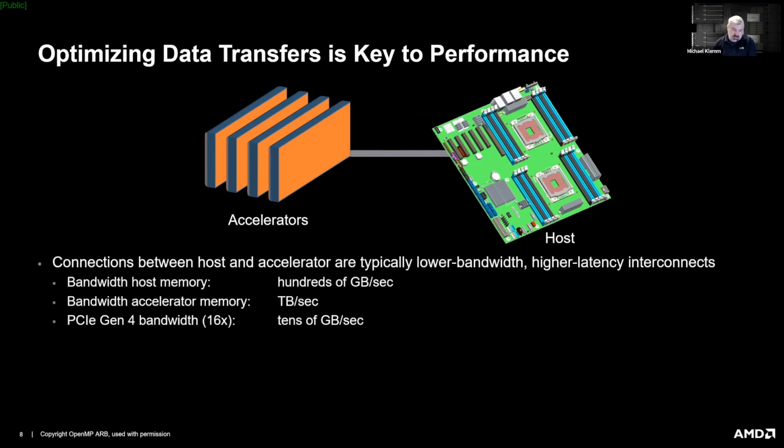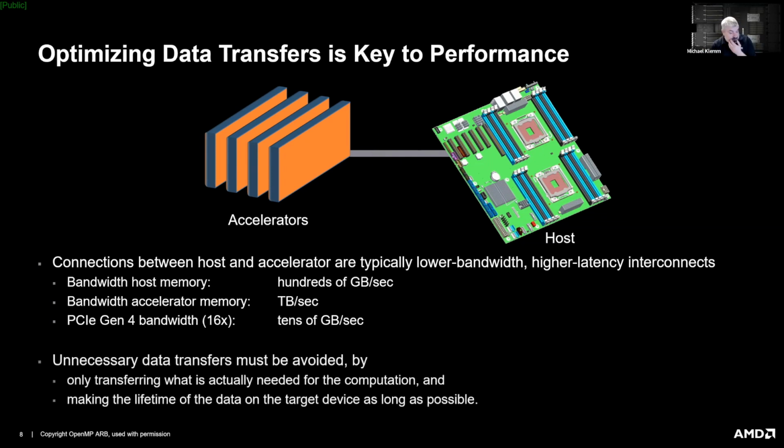So on the host, we have hundreds of gigabytes per second. In the accelerator model, we have terabytes a second memory bandwidth. And then in the middle, we have this slow bottleneck. So we have to make sure that we're not crossing that PCI Express link too many times. Just to give you a number, 3 gigabytes roughly takes 1/10 of a second.